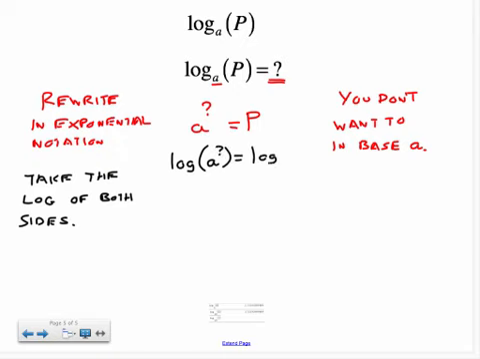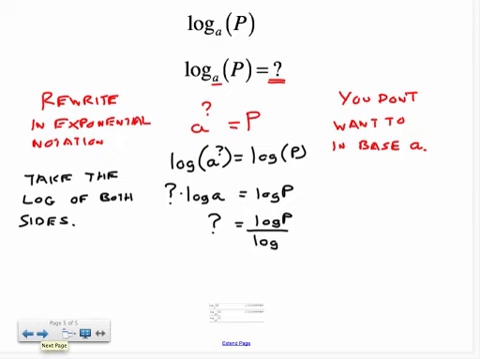equals log of P. Over here you have an expression to a power, and we just saw a couple slides ago that you're allowed to bring the power down in front of the log. So now you'd have question mark times log of A equals log of P. And now you can solve for question mark. You'll notice now that question mark is equal to two logs that have the base that you chose, in this case base 10. If we go back to the beginning, what was question mark equal to? Question mark was equal to log base A of P.